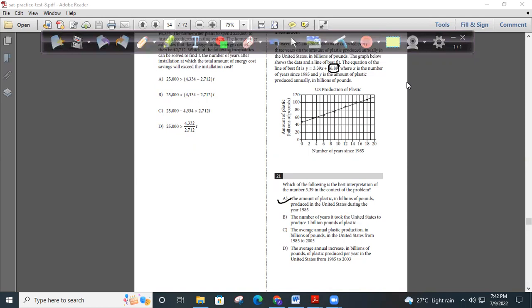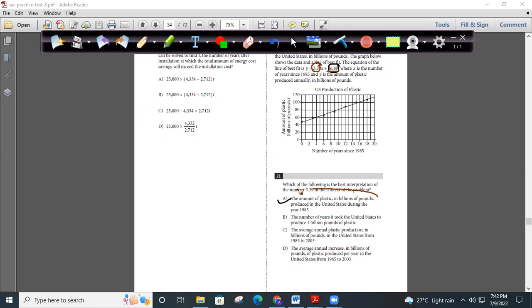Now, option A is definitely wrong. Why? Because I'm not asking you what is the meaning of 46.89. I'm asking you what is the meaning of 3.39. Option A would have been correct if I asked you what is the meaning of the y-intercept, the amount of plastic produced in the year 1985. So A for Agra is meaningless.